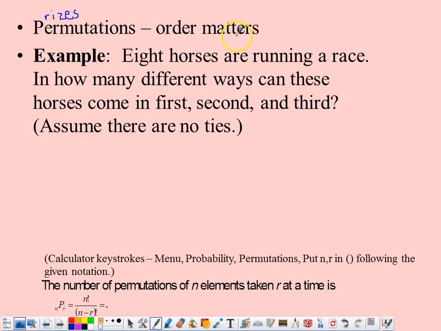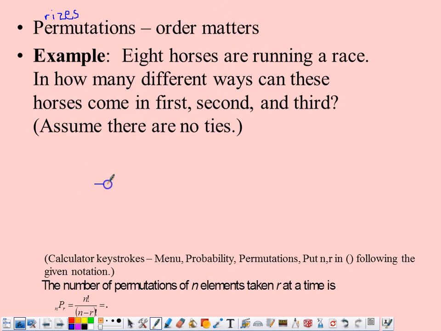An example here is 8 horses are running a race, and it asks us in how many different ways can these horses come in first, second, and third, and assume there's no ties. You don't actually need a formula for permutations. You can just use what's called the fundamental counting principle.